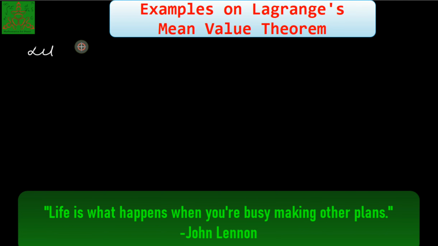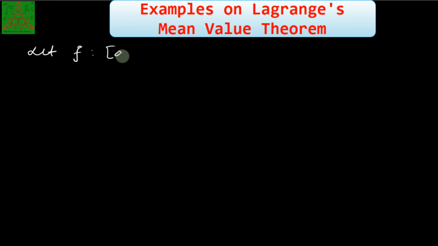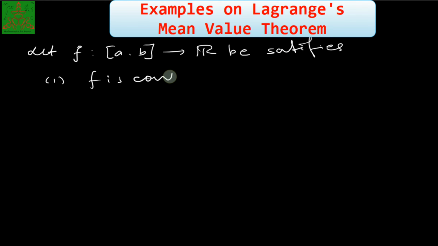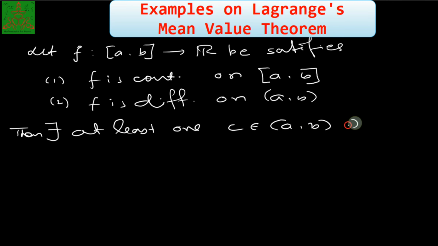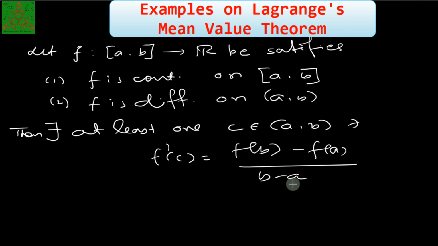In the previous video, we learned a proof of the Lagrange mean value theorem, which states: let f be a function from [a, b] to R satisfying the first condition, that f is continuous on the closed interval [a, b], and the second condition, that f is differentiable on the open interval (a, b). Then there exists at least one c in the open interval (a, b) such that f'(c) is equal to (f(b) minus f(a)) upon (b minus a).